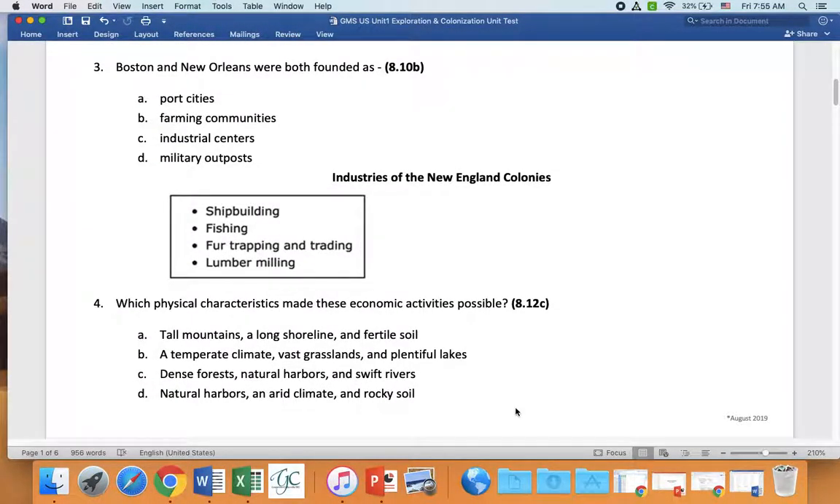Question number 3. Boston and New Orleans were both founded as A, port cities, B, farming communities, C, industrial centers, or D, military outposts?